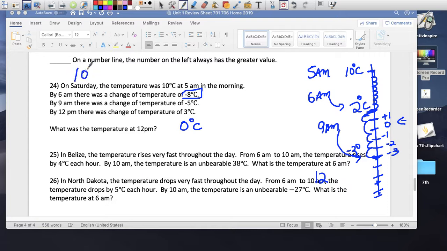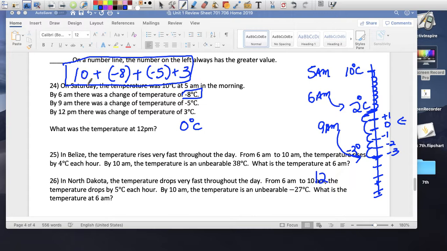So you start here, right? 10 degrees Celsius. Plus, what happens then? You drop 8. Plus, you drop another -5. Plus, you go up by 3. So you could have used this expression also to find 0, hopefully.